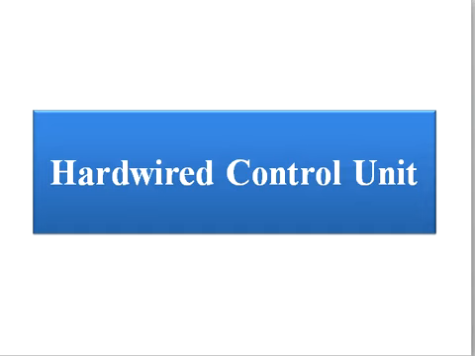Hardware control unit. Generally, a computer mainly contains three components: CPU, I/O devices, and memory. Again, the CPU contains three important components. What are those? ALU, registers, and control unit. Coming to the control unit, generally we can organize it in two ways. The first one is the hardwired control organization, and the second one is the microprogrammed control organization. In this video we will discuss the hardwired control organization.